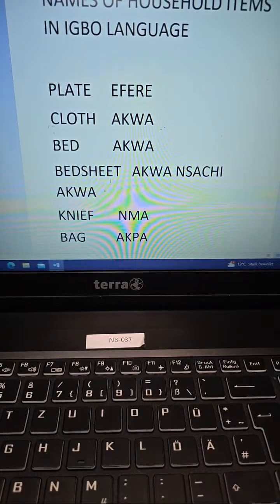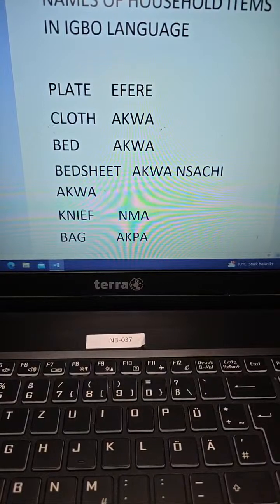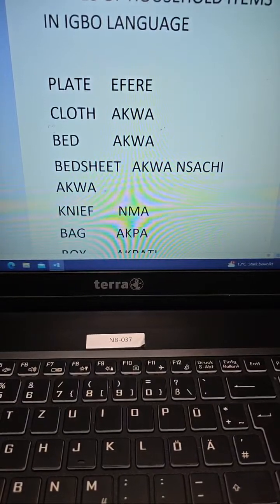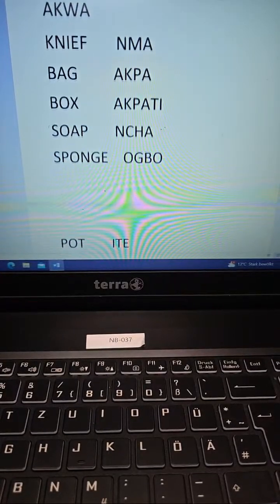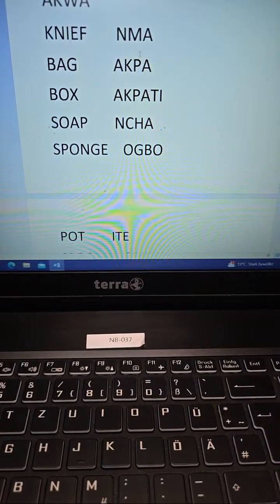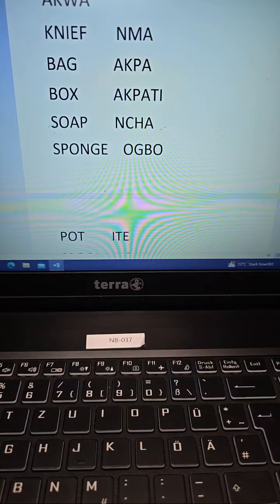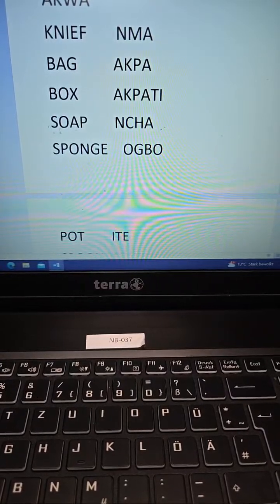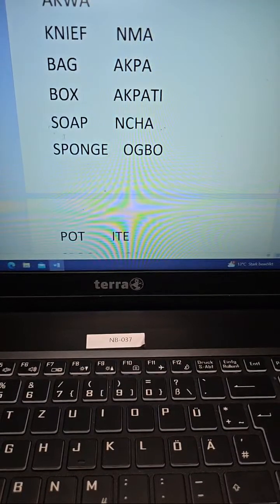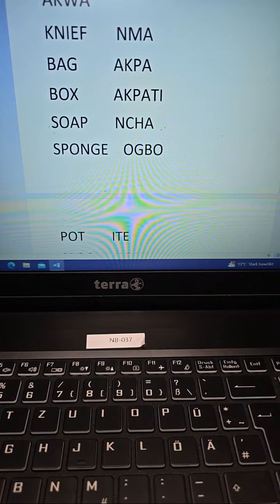Bedsheet, akwa nsachi akwa. Knife, mma. Bag, akpa. Bus, akpati. Soap, ncha. Sponge, ogbo.